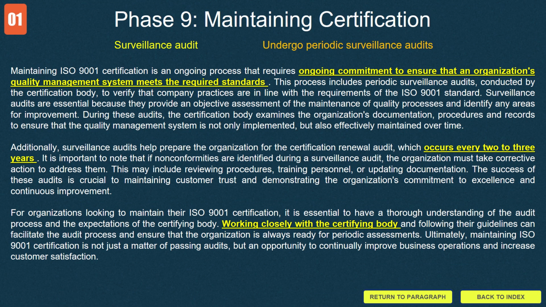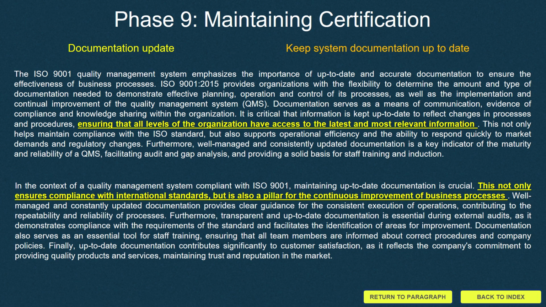Maintain ISO 9001 certification through periodic surveillance audits. These audits verify ongoing compliance and identify improvement areas. Address any nonconformities promptly to sustain customer trust and operational excellence. Keep your system documentation up to date to reflect any changes in processes or procedures. Accurate documentation supports compliance, staff training, audits, and continuous improvement, reinforcing your commitment to quality.